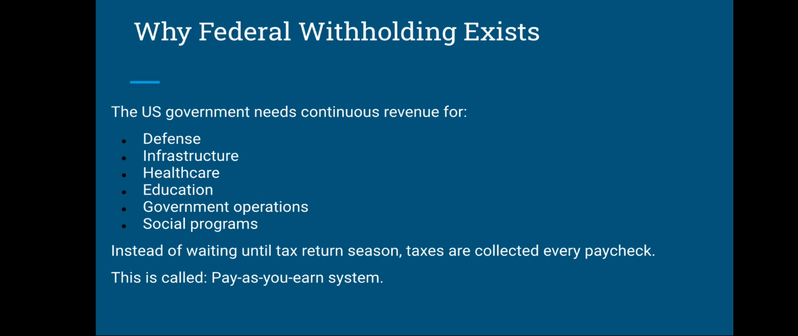Why does federal withholding tax exist? The US government needs continuous revenue for defense, infrastructure, healthcare, education, government operations, and social programs. Instead of waiting until tax return season, taxes are collected every paycheck. This is called the pay as you earn system. So the government needs money to fund defense, infrastructure, healthcare, education, and other things related to the government sector, and for the welfare of all the employees.